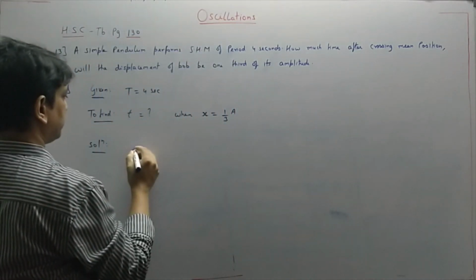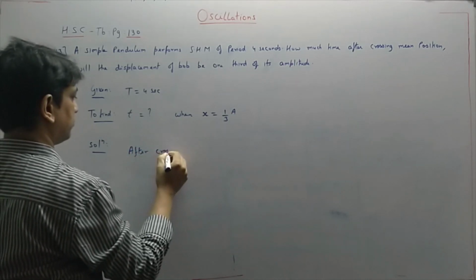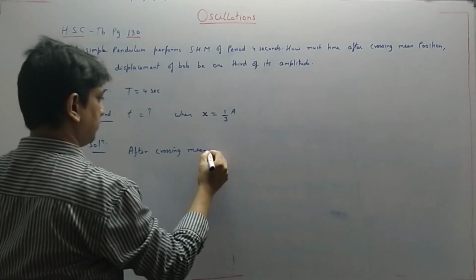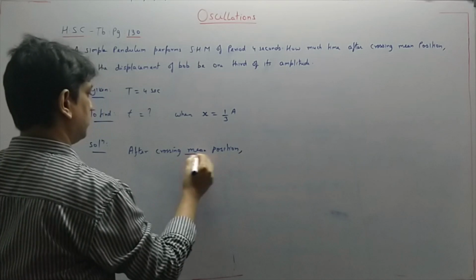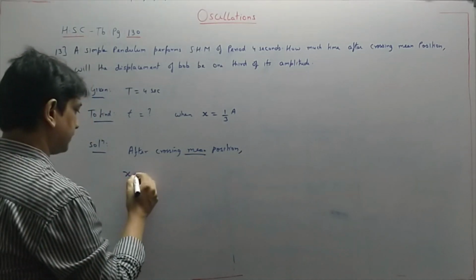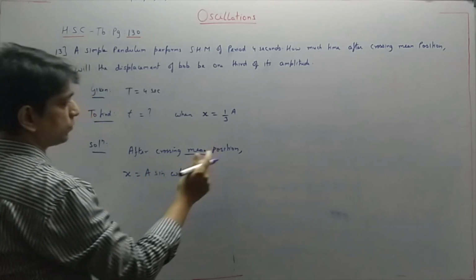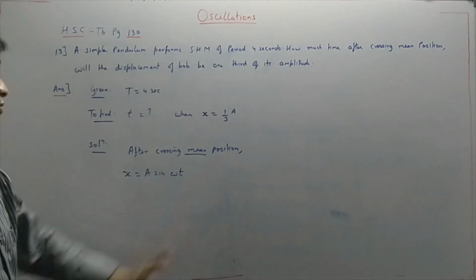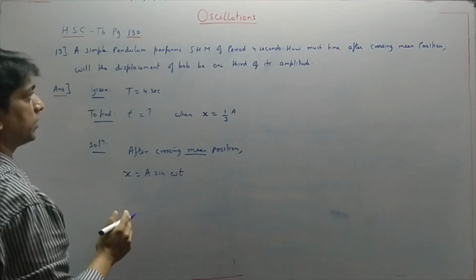So for the mean position, after crossing the mean position, the formula for displacement we write as x is a sine omega t plus phi, but we write x is a sine omega t. Phi is 0 because it is after crossing the mean position. So for the mean position it is modified to x is a sine omega t.